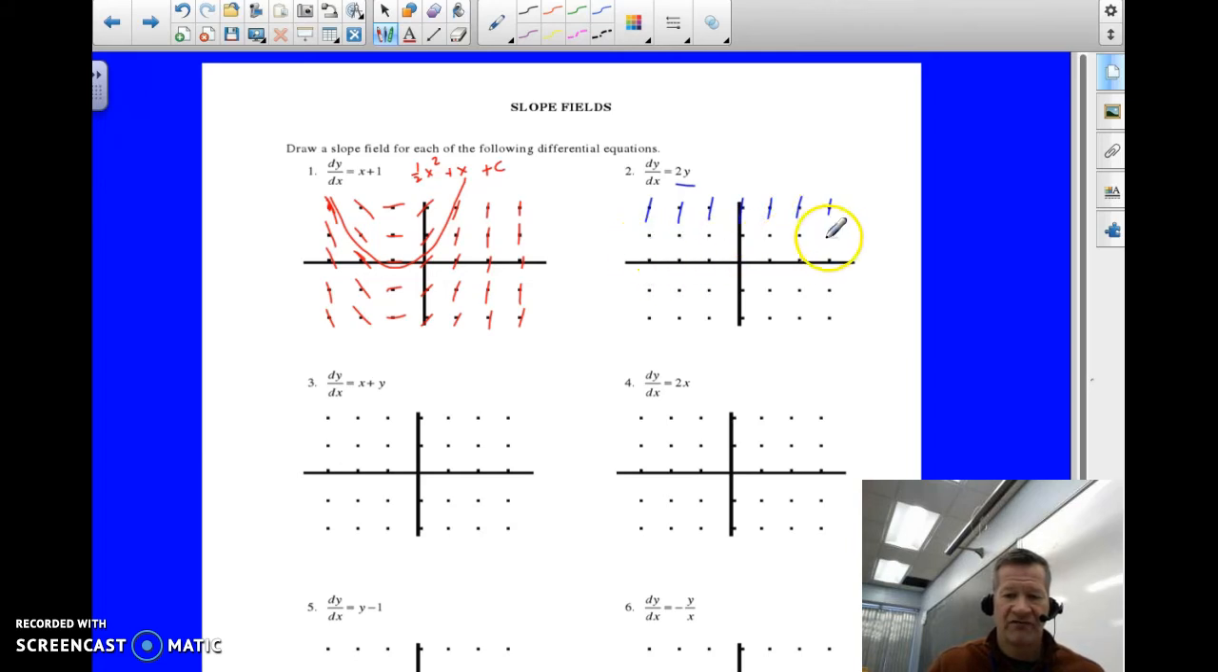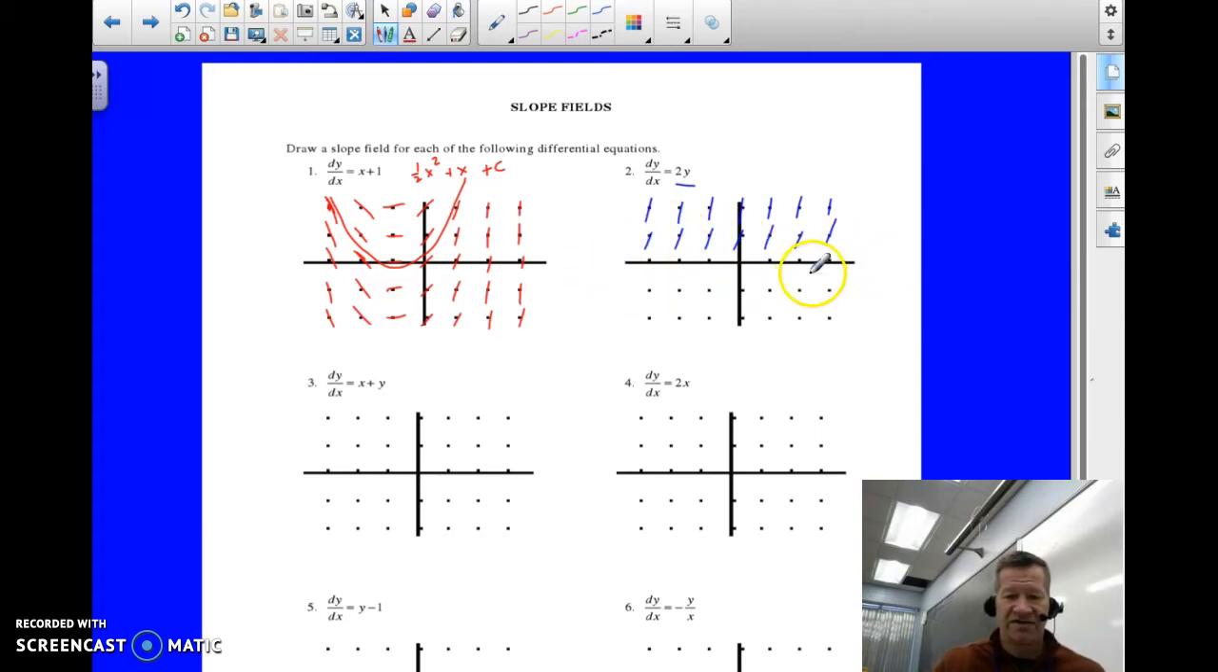These points all have y coordinate of 1. 2 times 1 is 2, so these will all have slopes of 2, and I'll kind of start that way. And I'm trying to draw them all the same. Again, my motor skills aren't what they ought to be.